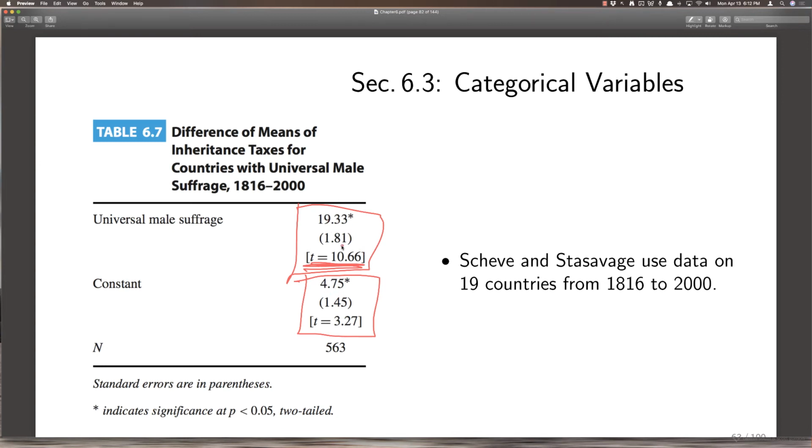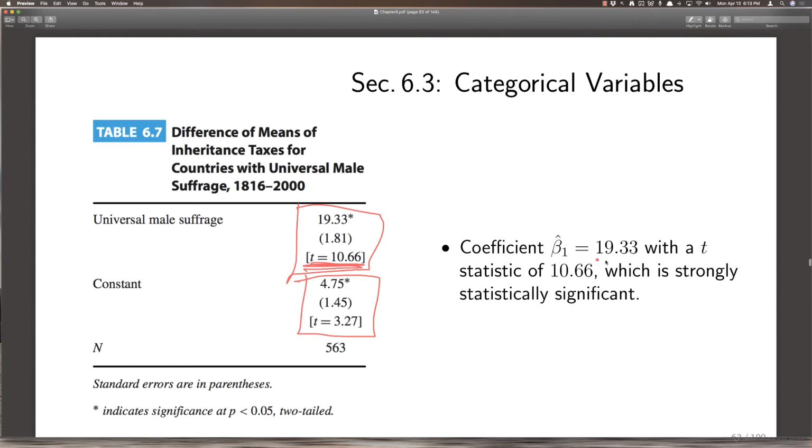What is the average inheritance tax for countries that did have universal male suffrage in a particular year? Well, I just add these two together to get that. And I think I have it on a slide in a second. I'm not great with that kind of mental math, but it looks like 24 point something or another. But anyways, that would be the average inheritance tax rate in the countries that got the 1 for universal male suffrage. Oh, here we go. Yeah, I do have it in here. So that's the coefficient. It is statistically significant, and we can say, yes, there is a difference in the mean value.